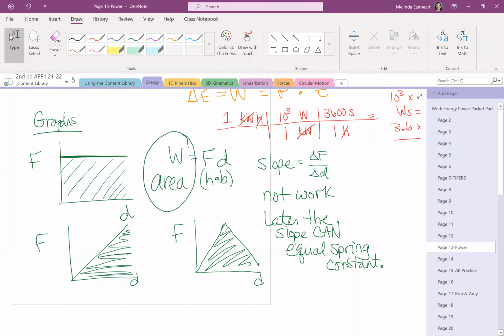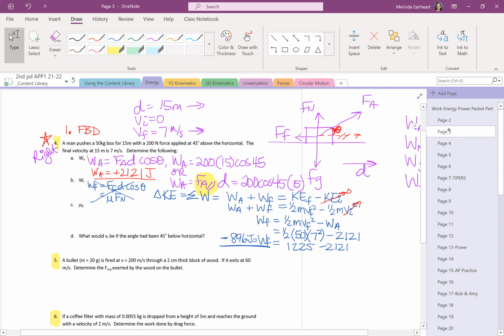Okay. Well, let's go back to page 3. We'll pick up where we left off last time. It looks like we had that box that was being pushed at a 45-degree angle above the horizontal. I think we did part A, yes, or I gave y'all time and then we worked it. And so we got that the work done by the applied force was 21 joules. And again, you could do the angle between the force and distance, or you can find the component of the force that's parallel to the distance. It's the same math, but like 2 different approaches.